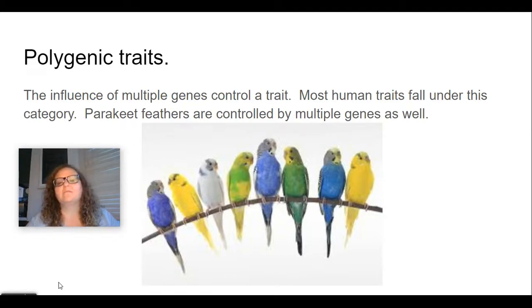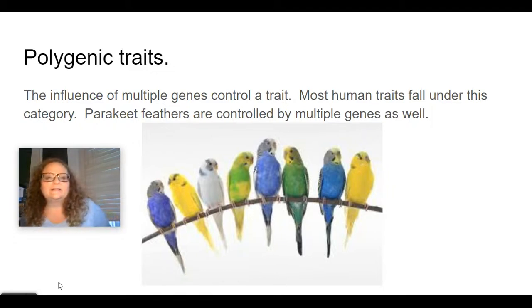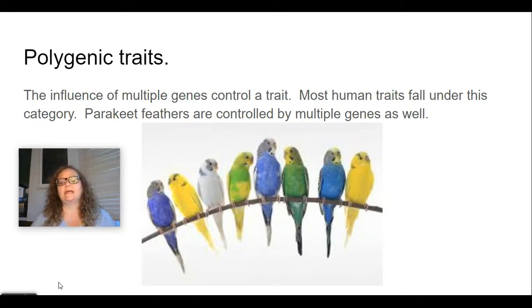Parakeets, they have multiple genes that determine parakeet feather types. And so that's why parakeets are given as this example. But regardless, these are all polygenic traits. These are traits that are controlled by multiple genes.